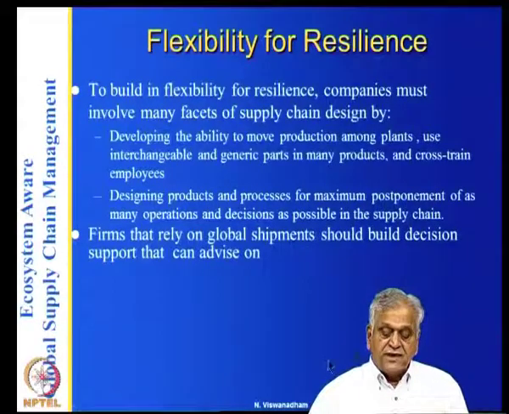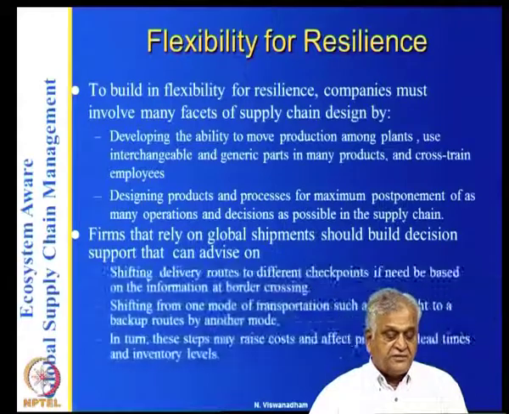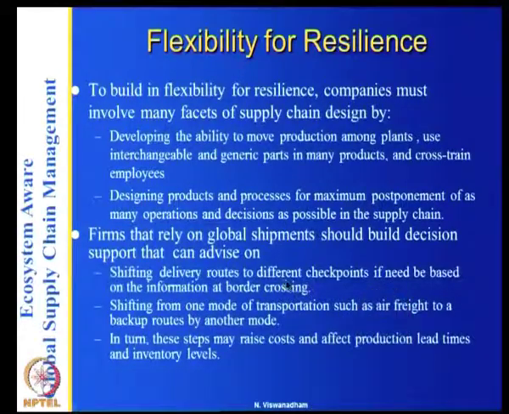Firms that rely on global shipments should build decision support that can advise shifting delivery routes to different checkpoints if needed, based on the information at the border crossing. So, before you ship, you find out what the situation is at the border crossing, and instead of shifting to one location, you can ship it to another port and then truck it from there. Shifting from one mode of transportation, such as air freight, to backup routes by another mode. In turn, these steps may raise costs and affect production lead times and inventory levels.